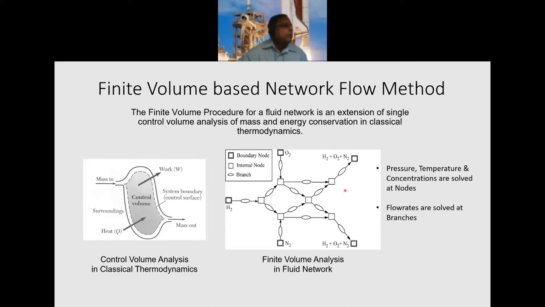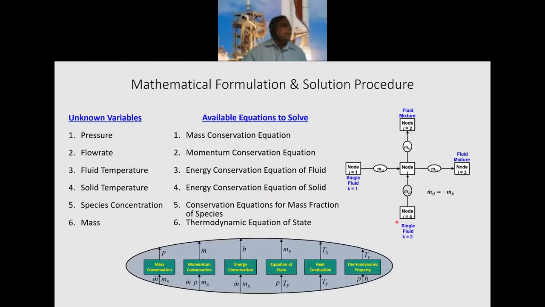Typically, we take a fluid component and discretize it into nodes and branches, and you have two types of nodes. One is the boundary nodes, where you know everything, and the other is the internal nodes, where you have to calculate. Pressure, temperature, and concentrations are all calculated at the node by solving the mass, energy, or species conservation equations. And you solve the momentum conservation equation in the branch.